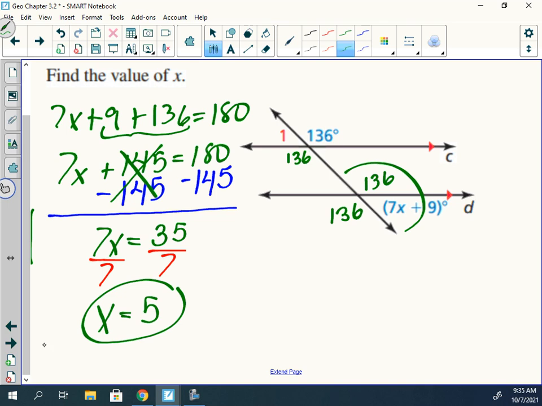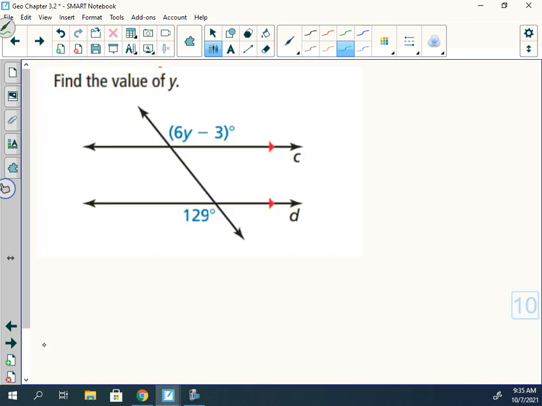Any questions on this here? Are we good with this here? Yes? Because I think we've only got one or two more.